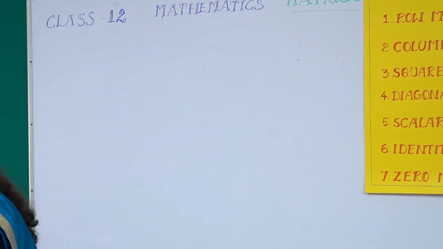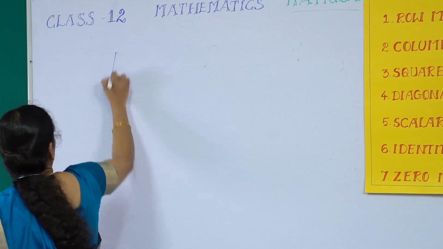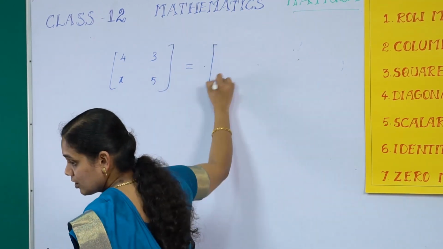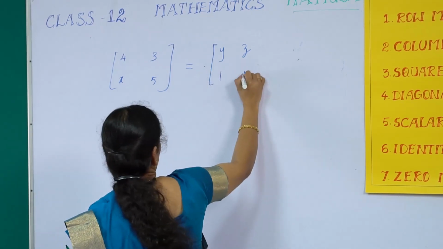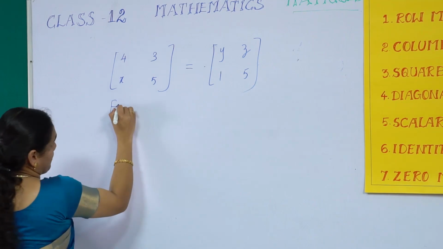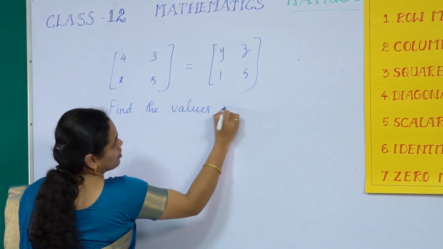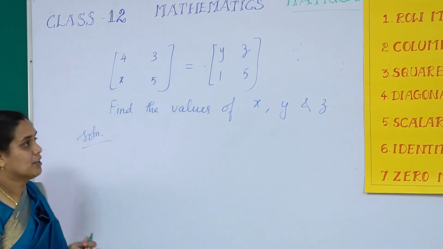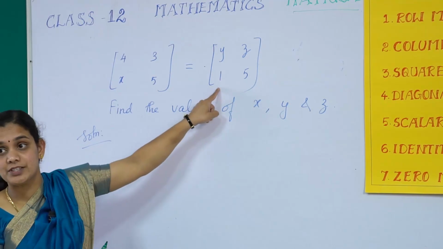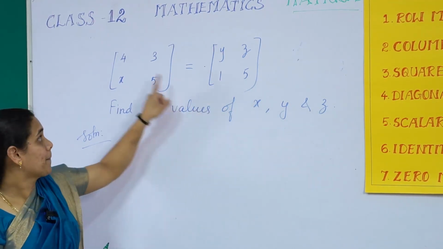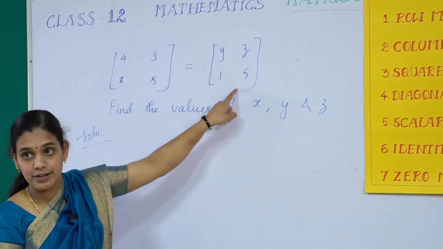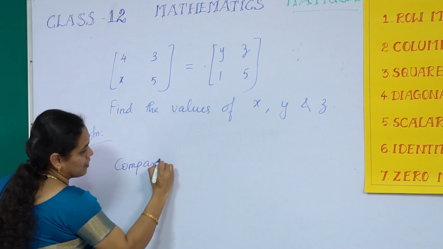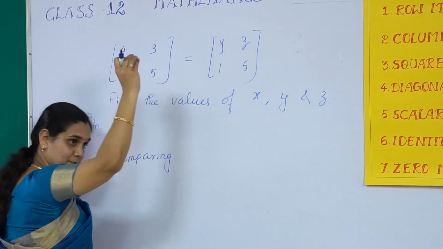I'll show you an exercise problem. [4, 3; x, 5] is equal to [y, z; 1, 5]. Find the values of x, y and z. Okay. How can we find this x, y, z? It's given already that these two matrices are equal. What are the two conditions for two matrices to be equal? It should be of the same order, and the corresponding elements should be equal. So, using that condition, since it is given already they are equal, the corresponding elements must be equal.